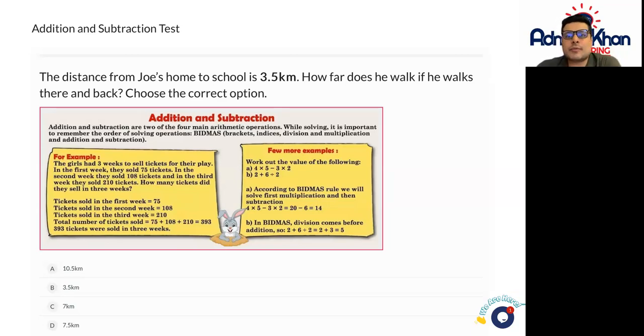So the distance from Joe's home to school is 3.5 kilometers. How far does he walk if he walks there and back?